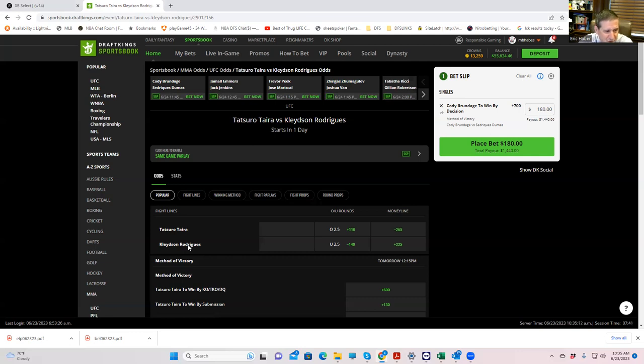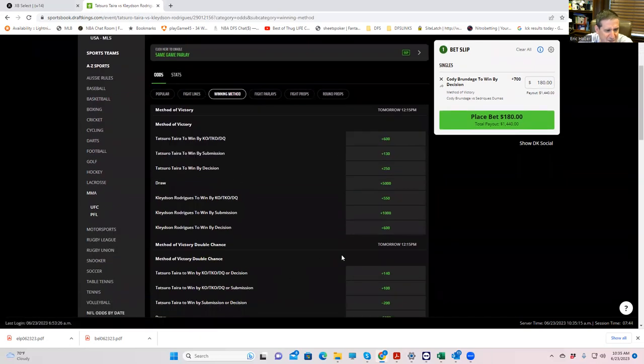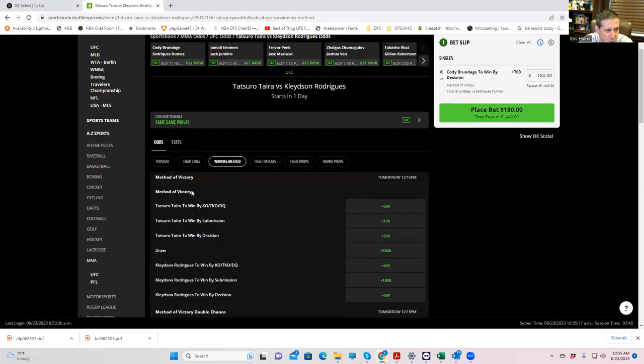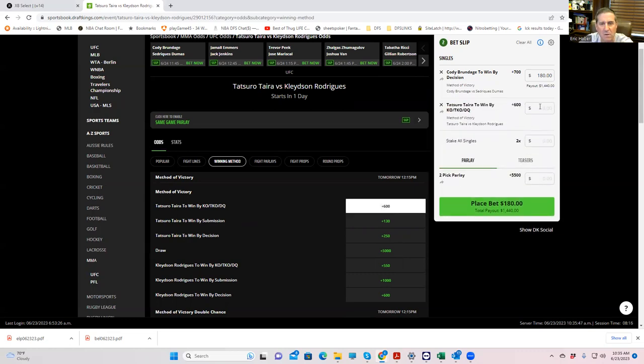So we have Rodriguez. Let's look at him first. Rodriguez by decision is plus 600. Or you could have Taira by KO, which is plus 600. So those would be the two I think would be undervalued, and they're exactly the same. So we're just going to have to pick one. I'm not convinced that they're going to give Rodriguez a decision if he gets there, just because Taira is kind of the hype machine. So let's go with Taira by KO for 180.